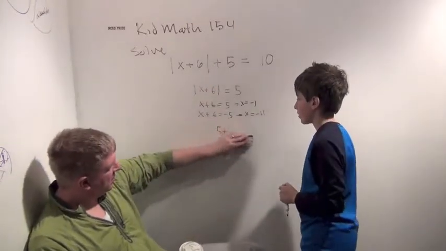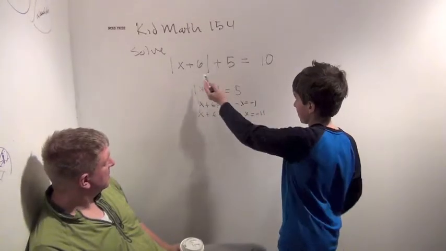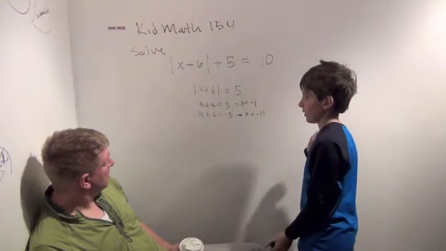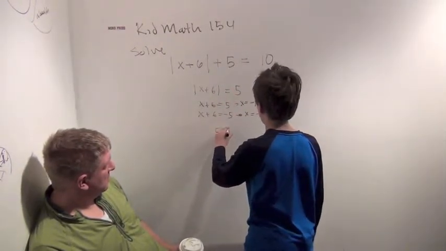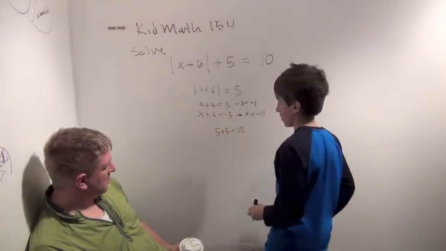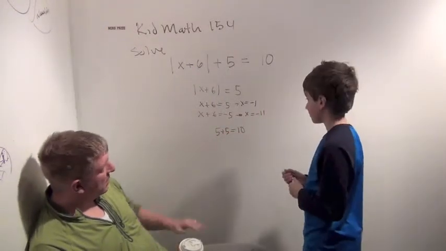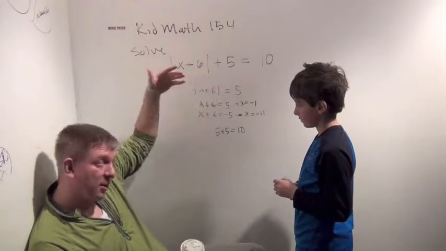Good. All right, what about minus 11? We get minus 11 plus 6, which is the absolute value of negative 5, which is 5. So it's the same thing. 5 plus 5 equals 10. Okay, good. And it's very important to check these answers, as it always is.